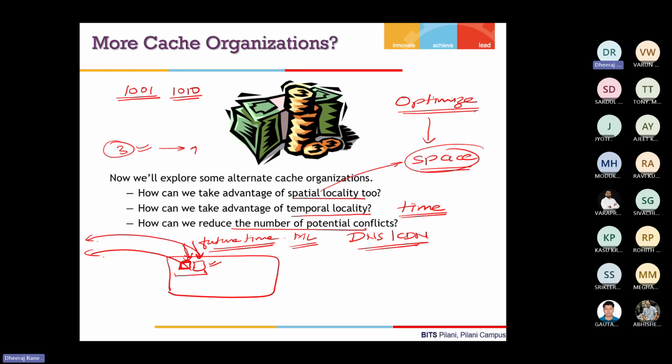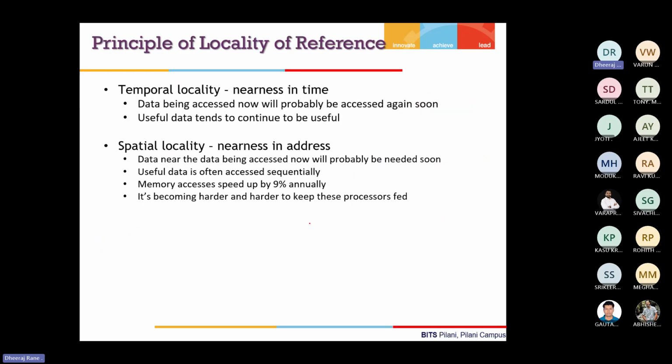And how can we reduce the number of potential conflicts? So temporal locality, nearness in time. What does it mean? Data being accessed will probably be accessed again soon, right? So this is known as temporal locality, and based on this, you may have to take the decision if some data is being used now. So what exactly is the probability that the same data will be used in the near future?